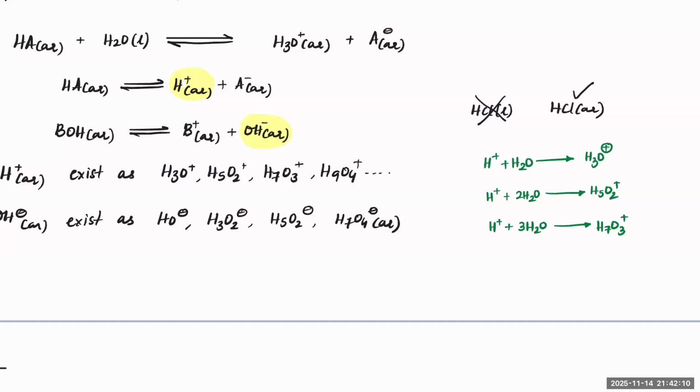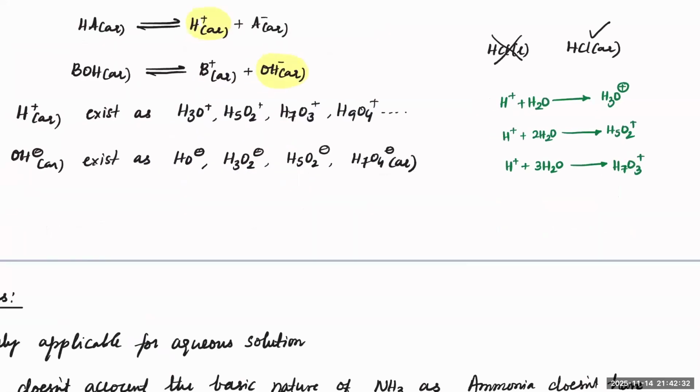Normally at room temperature, all the standard reference books use H3O plus, correct? But there is no harm in writing H5O2 plus, H7O3 plus, or even for that matter H9O4 plus. All these representations are correct at different temperatures.